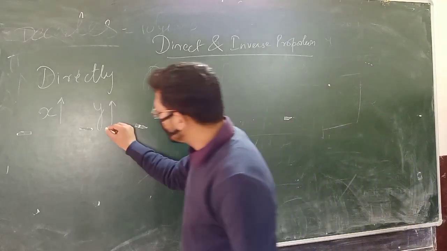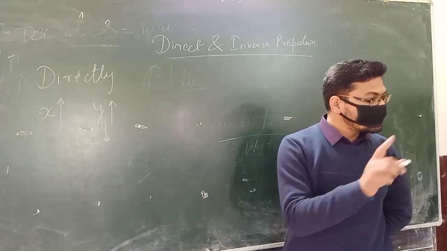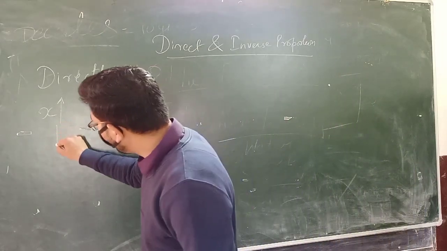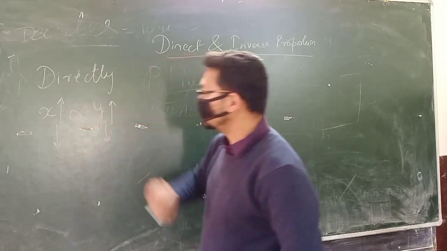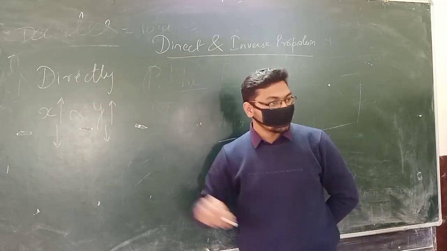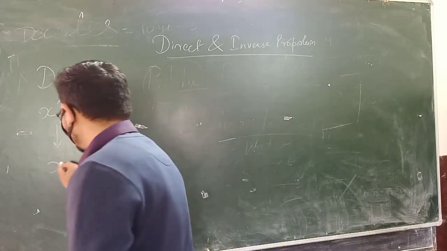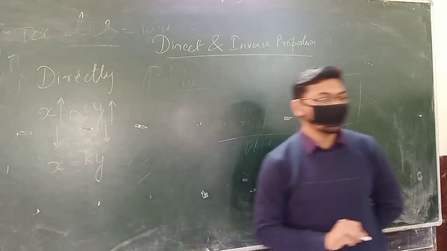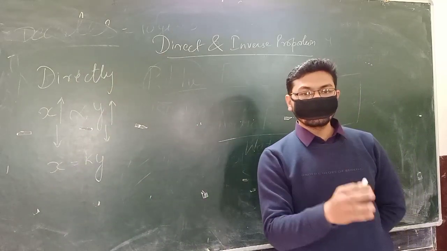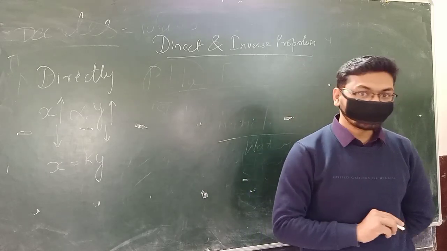Similarly, if there is a decrease in the value of y, there is a similar decrease in the value of x. So in that case, x is directly proportional to y, and this is the proportionality sign. When you remove this proportionality sign, you just put a constant k here. So x is equal to ky. Here you can say that x and y both are directly proportional to each other.